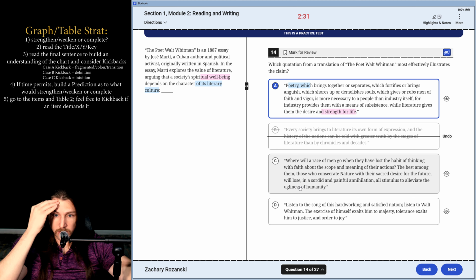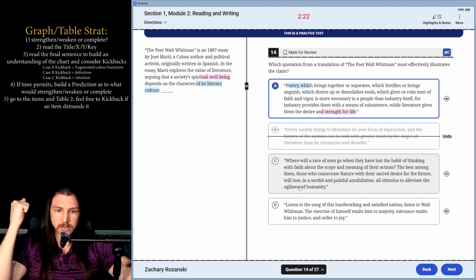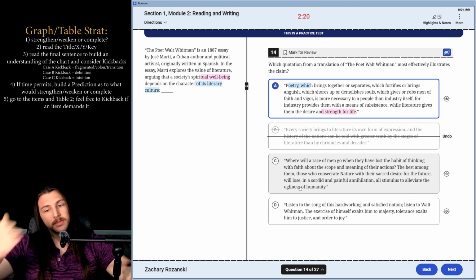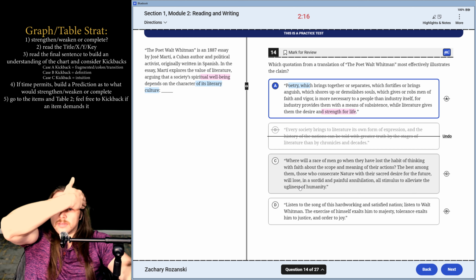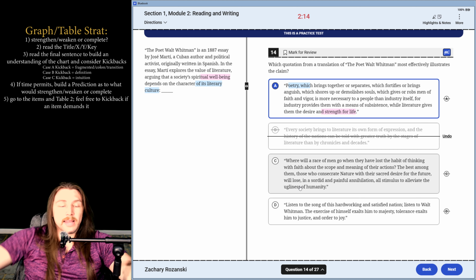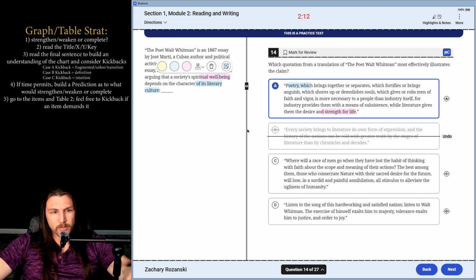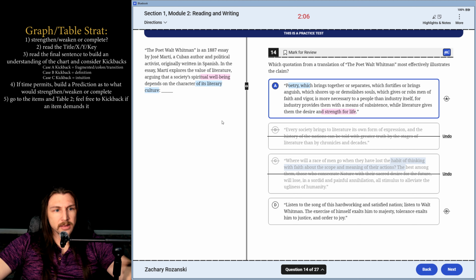Where all the race of men go when they have lost their habit of thinking with faith in the scope and meaning of action. The best among them, those who consecrate nature with a sacred desire for the future, will lose in a sordid and painful annihilation all stimulus to alleviate the ugliness of. Where are we? Oh, I like this from the standpoint of maybe some sort of well-being, but I don't have attributions to habit of thinking with faith. Yeah, this is taking away the notion of literary culture.